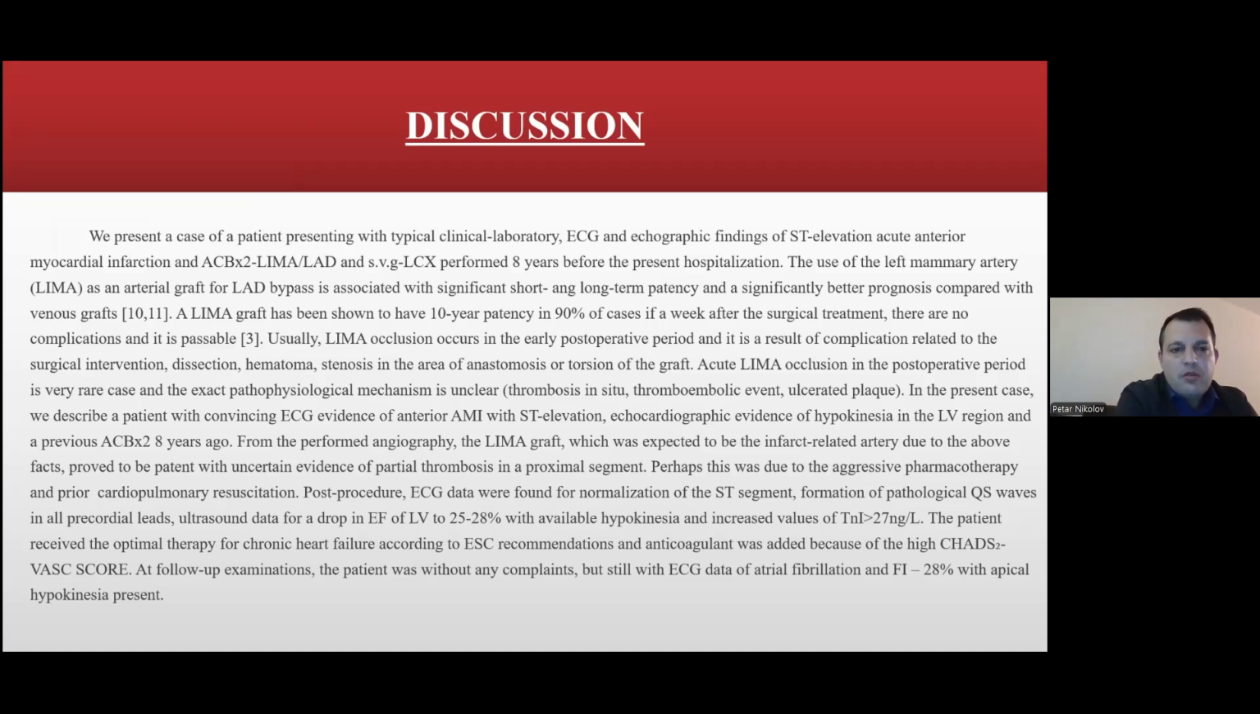The patient received optimal therapy for chronic heart failure according to the European guidelines, and anticoagulation therapy was added because of the high CHA2DS2-VASc score. At follow-up examinations, the patient was without any complaints, but still with ECG data of atrial fibrillation and ejection fraction with apical hypokinesia.